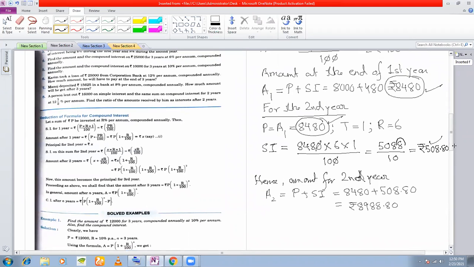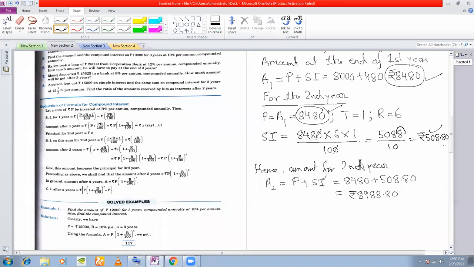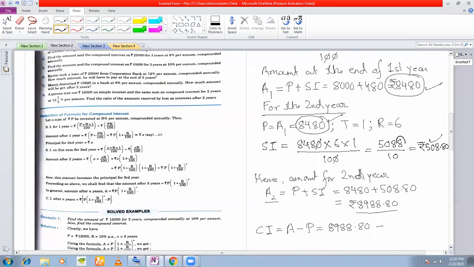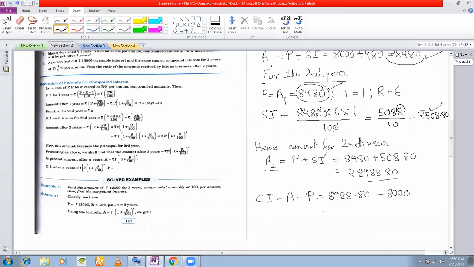Now, before I move on to the direct method, what I would also like you to see here is that because the amount here has become 8988.8, what is my compound interest here? Compound interest will be the amount after 2 years minus the principal. Okay, so this is 8988.80 minus the initial amount that was invested. How much did we invest initially? Invest 8,000 initially. So this is 8,000. So this is rupees 988.8.